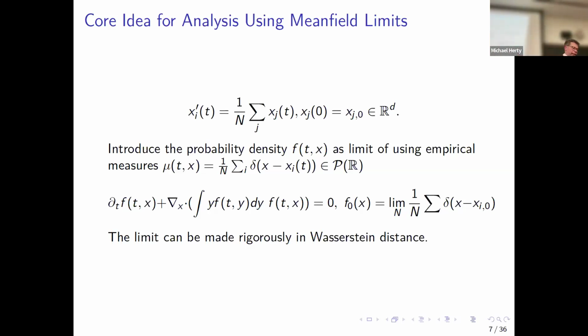If you want to make that rigorous, and this can also be done for the particle systems before, then you would need to introduce a proper setting. So for example, if you are interested in this probability density, maybe you can do this in a Wasserstein setting, and then you would show that this sequence of measures for n to infinity converges to a weak solution of this equation.